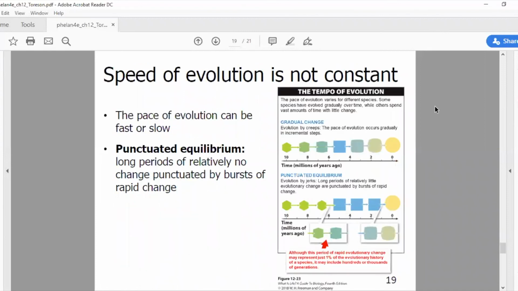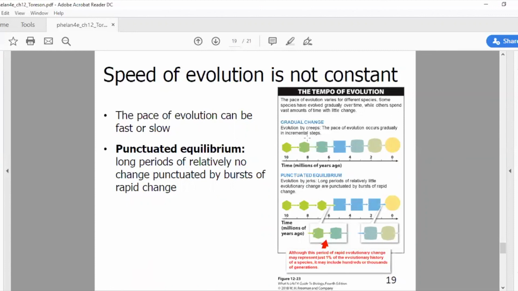When we consider how quickly evolution occurs, it is important to remember that the speed of evolution is not constant. It can be fast or slow. It can be continual or punctuated. And this is illustrated in figure 12.23 on slide 19.